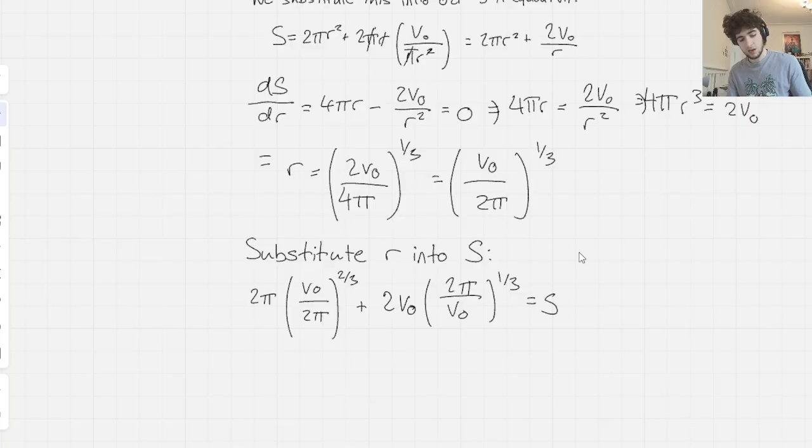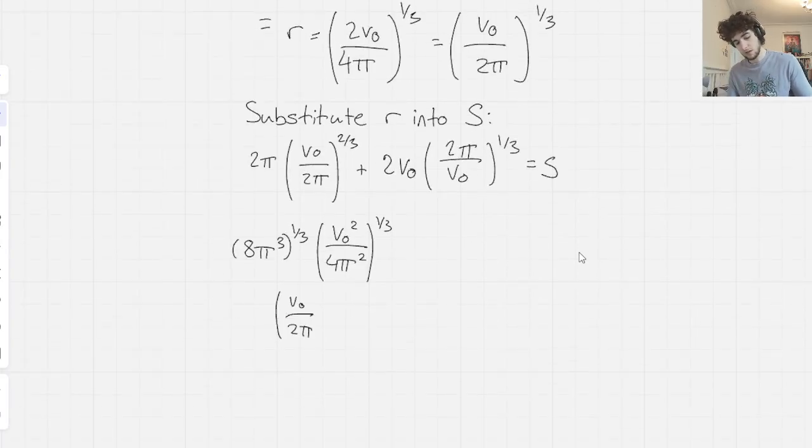So what I mean by that is obviously, you could rewrite v naught over 2 pi to the power of 2/3 as v naught over 2 pi squared to the power of a third. So we can say that's v naught squared over 4 pi squared to the power of a third, right? Because again, all I'm saying here, just to clarify, is that v naught over 2 pi to the power of 2/3 is equal to v naught over 2 pi squared and then to the power of a third, which is completely valid. That's just indices laws. So hopefully you know what I'm saying.